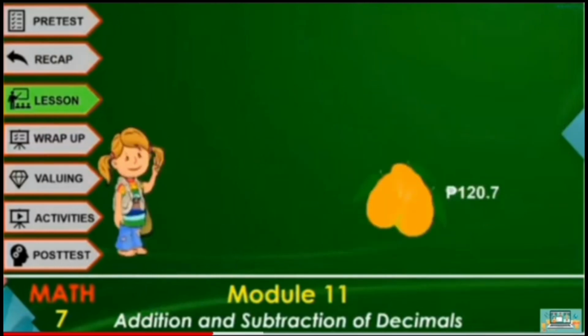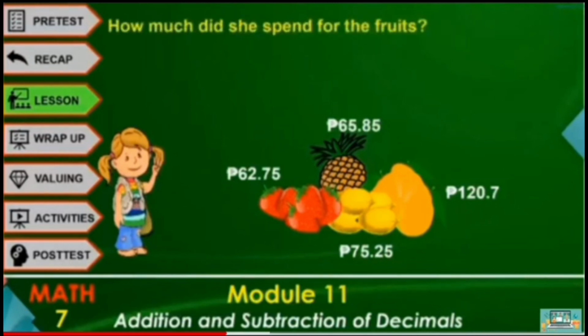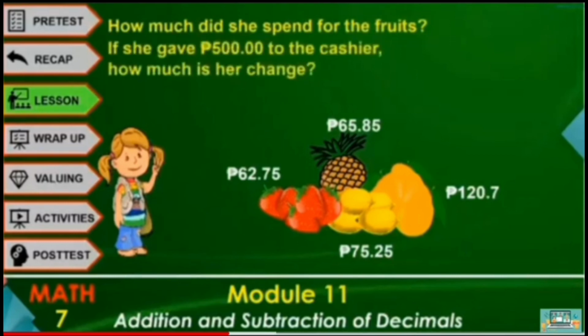If ripe mangoes cost 120 pesos and 70 centavos, half kilo of lemon cost 75 pesos and 25 centavos, a pack of strawberries for 62 pesos and 75 centavos, and a pineapple for 65 pesos and 85 centavos, how much did she spend for the fruits? If she gave 500 pesos to the cashier, how much is her change?